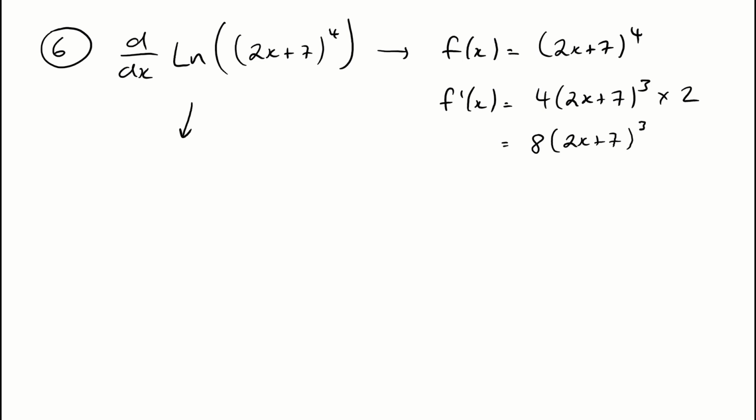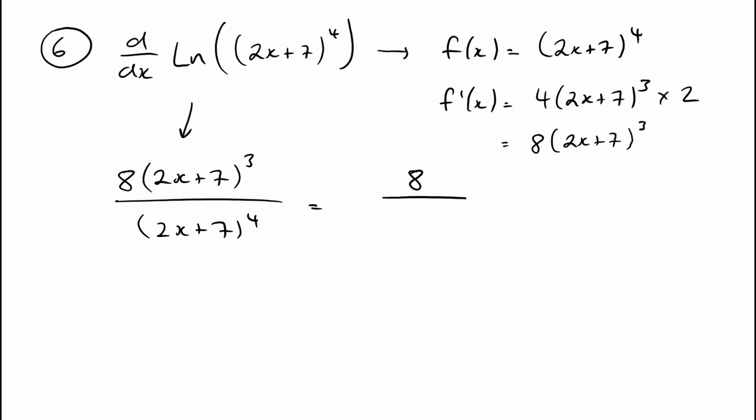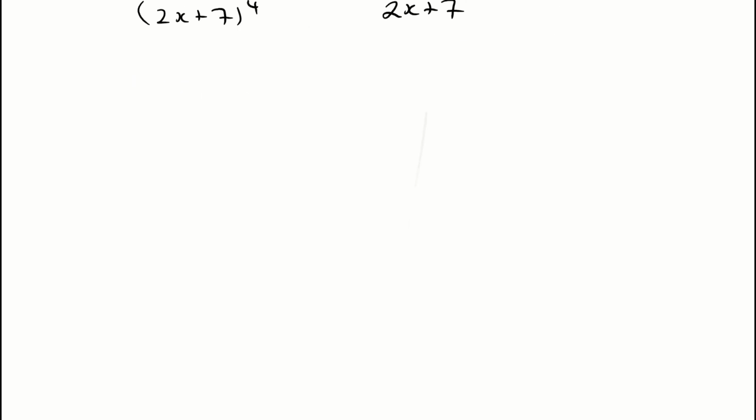Now, the answer to this question, I take my derivative, 8 lots of 2x plus 7 cubed, and I divide it by my original function, 2x plus 7 to the power of 4. So simplify that down, you get 8 over 2x plus 7. We'll do another one. So question 7 now.